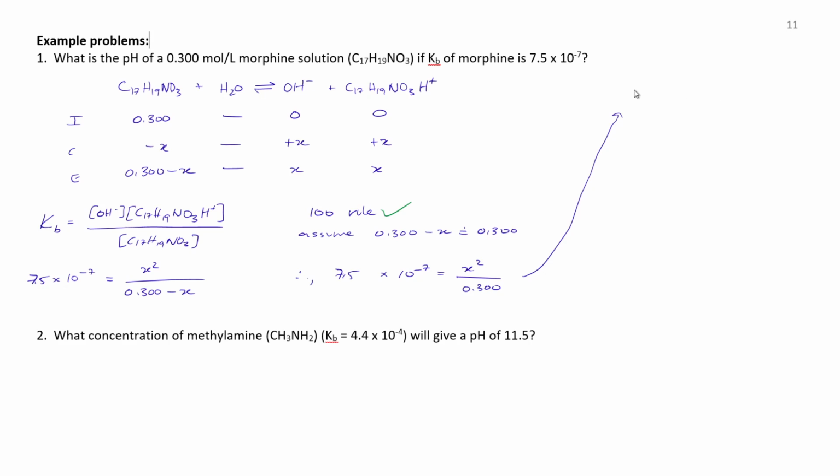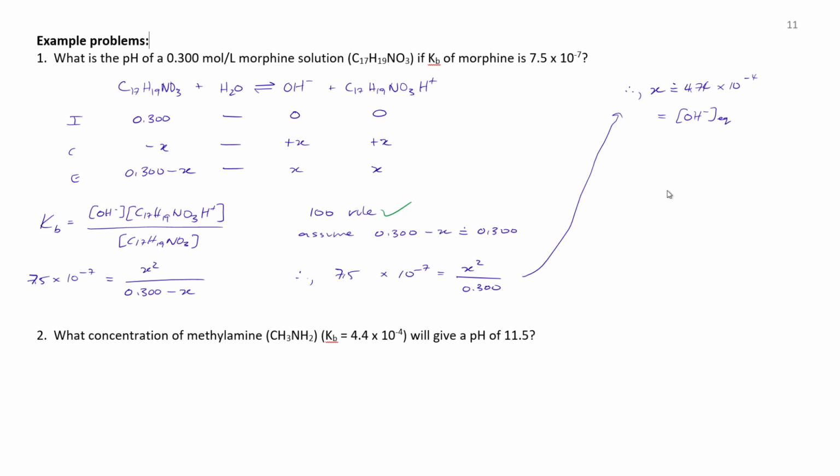When I go to isolate X, I'm going to get two values because I'm taking the square root of both sides, but I'm only going to take the positive value because the negative value does not make sense in this context. So my X is approximately equal to 4.74 times 10 to the negative 4. And as we know, that is our equilibrium concentration of hydroxide.